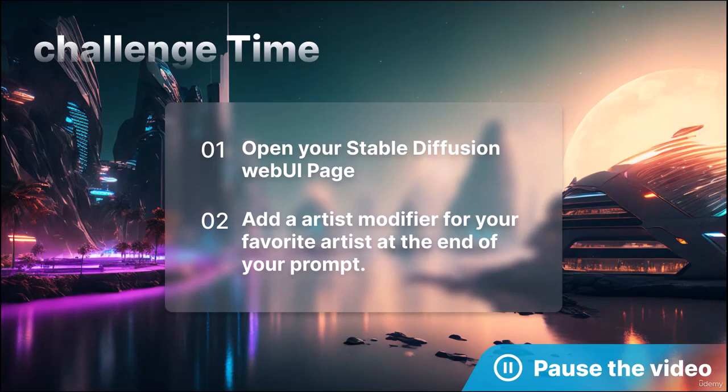And here is your challenge. Pause the video for a moment, open your Stable Diffusion web UI page, and add an artist modifier for your favorite artist at the end of your prompt.